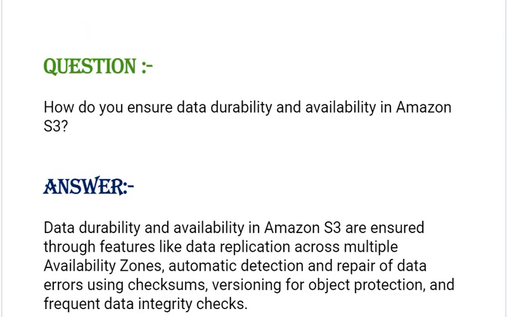Our next interview question is, how do you ensure data durability and availability in Amazon S3? Your answer should be: data durability and availability in Amazon S3 are ensured through features like data replication across multiple availability zones, automatic detection and repair of data errors using checksums, versioning for object protection, and frequent data integrity checks.